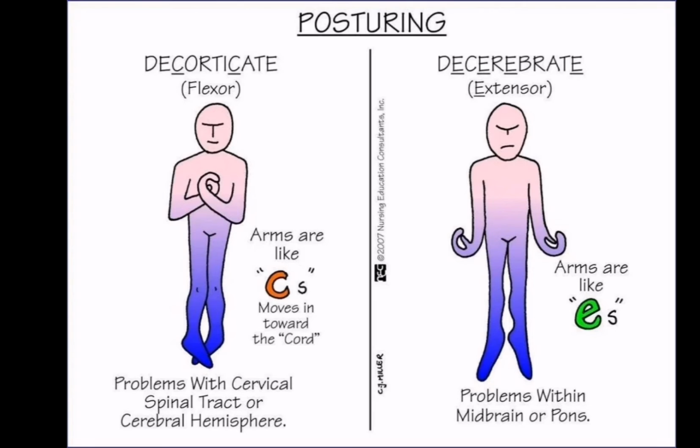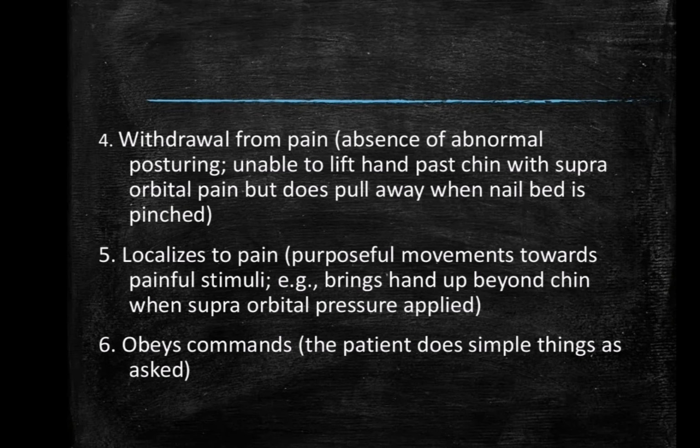In the decorticate or flexor posturing, the arms are like C's, moving in towards the core, and it has problems with the cervical spinal tract or cerebral hemisphere. While in the decerebrate or extensor posturing, the arms are like E's, and it has problems within the midbrain or pons. Fourth, withdrawal from pain.